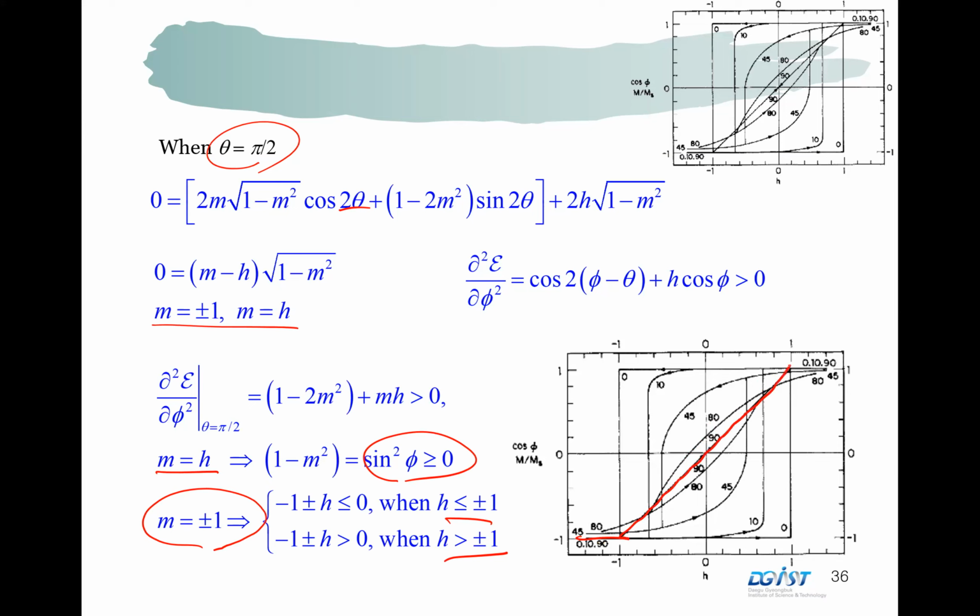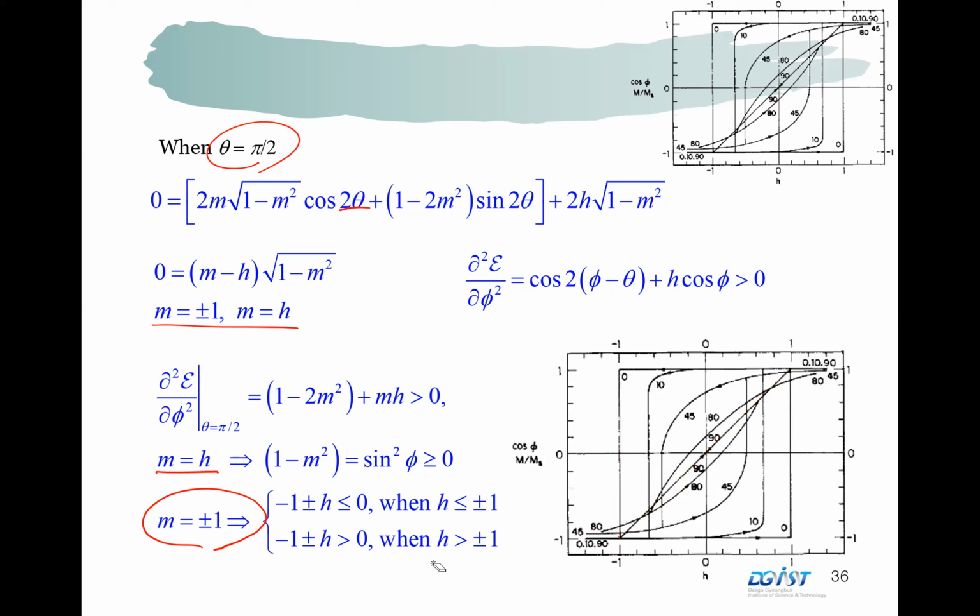This line, and in a large field they are saturated. So one funny thing is that for 0 degrees we have such a square shape of loops. And for the hard axis applied magnetic field, we have a saturation, then a linear region, and saturation. But these saturation fields are the same. They are identical.